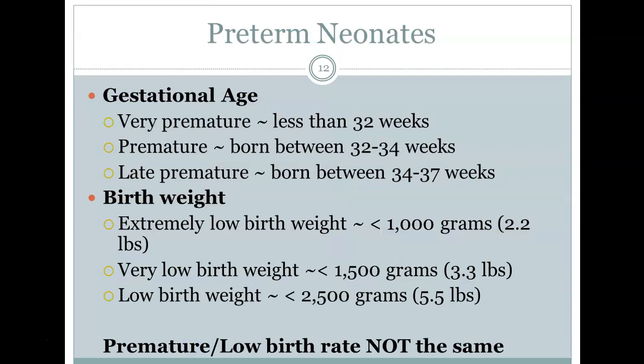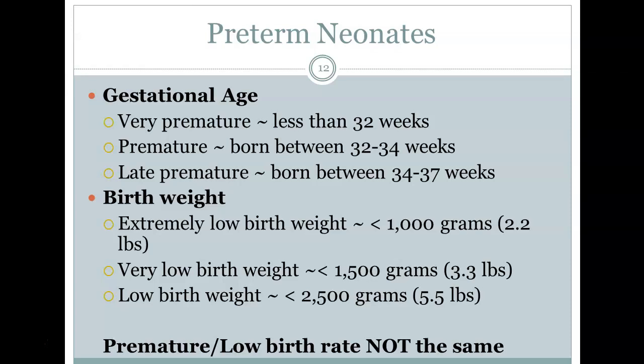We're going to talk about preterm neonates. Those are at high risk as well. When we talk about preterm, we look at them in a couple different categories. So we look at very premature, which is less than 32 weeks gestation, premature, which is born between 32 and 34 weeks, and late preterm, which is born between 34 and 37 weeks.